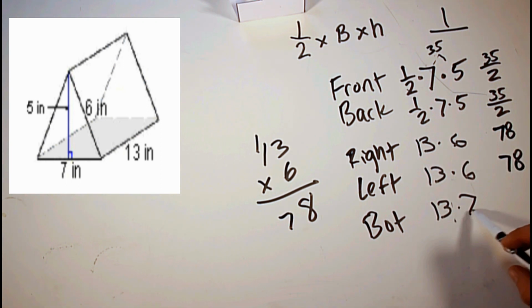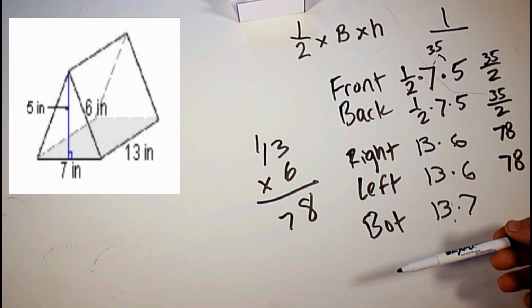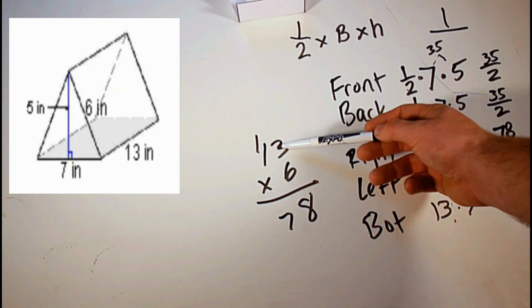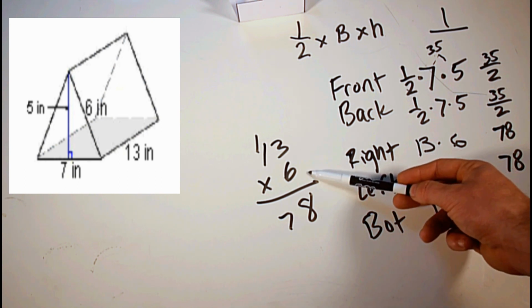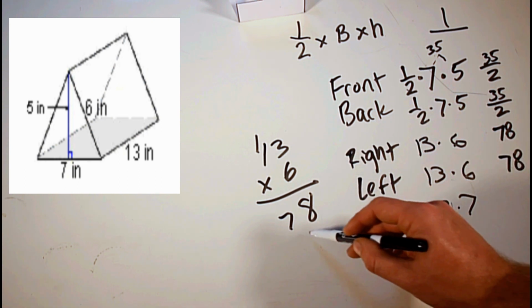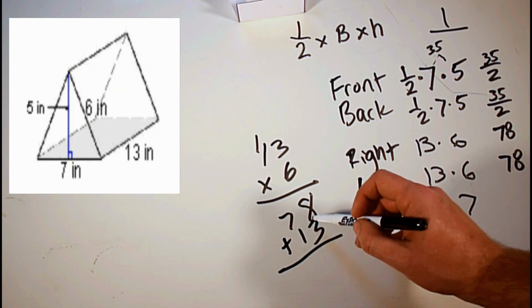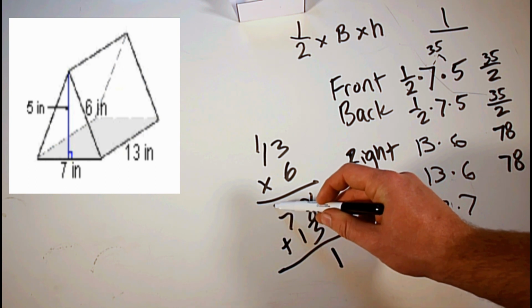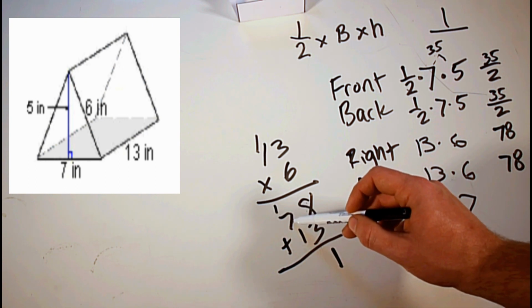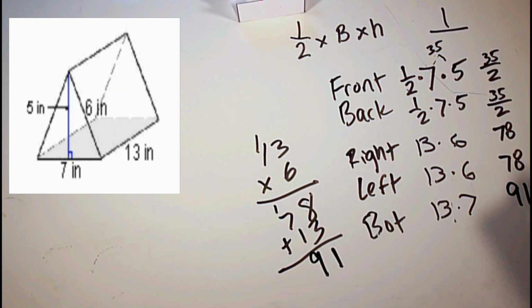And then we have 13 times 7. Now I could just write it all together, or I could just add another 13, because we have 7 groups of 13 instead of 6 groups of 13. So if I just add 13 to this, it's the same thing as saying 13 times 7. 8 plus 3 is 11. There's a 1. 1 plus 7 is 8, plus 1 is 9. So our answer here is 91.